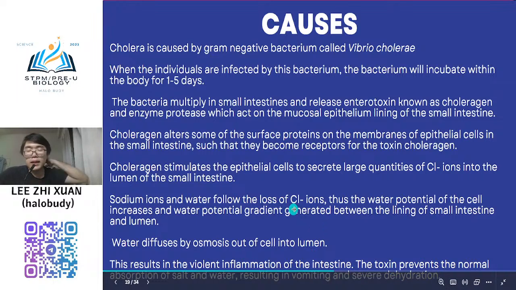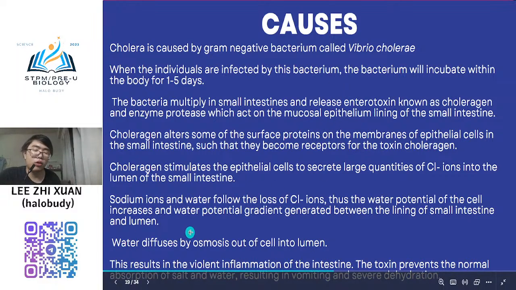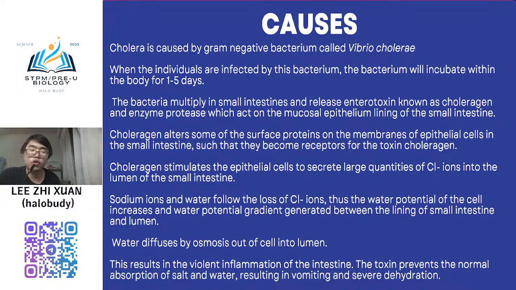Meaning that due to the loss of your chloride ion, the water potential in the cell is now very high, and so by osmosis all the water inside your cell will be diffused out into the lumen. So your lumen has accumulated water. That is why the result will cause inflammation in your intestine, and this prevents the normal absorption of salt and water, resulting in vomiting and severe dehydration.